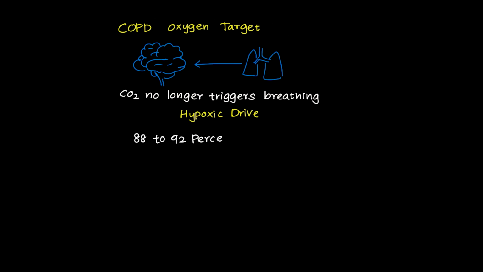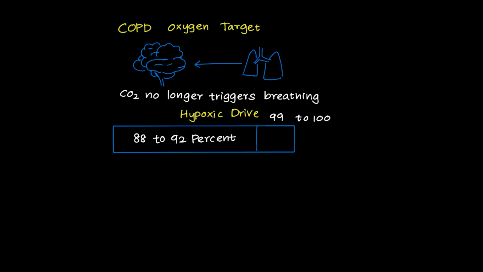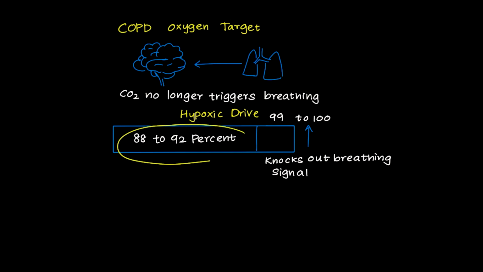So if you flood this patient with oxygen and push their saturation up to 99 or 100%, you knock out the very signal that keeps them breathing. That's why the target sits between 88 and 92%. Low enough to keep the hypoxic drive working, but high enough to protect the organs from dangerous low oxygen.